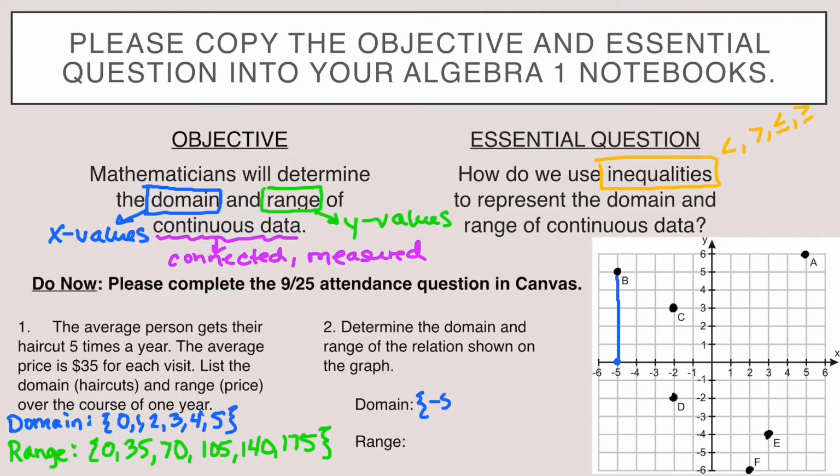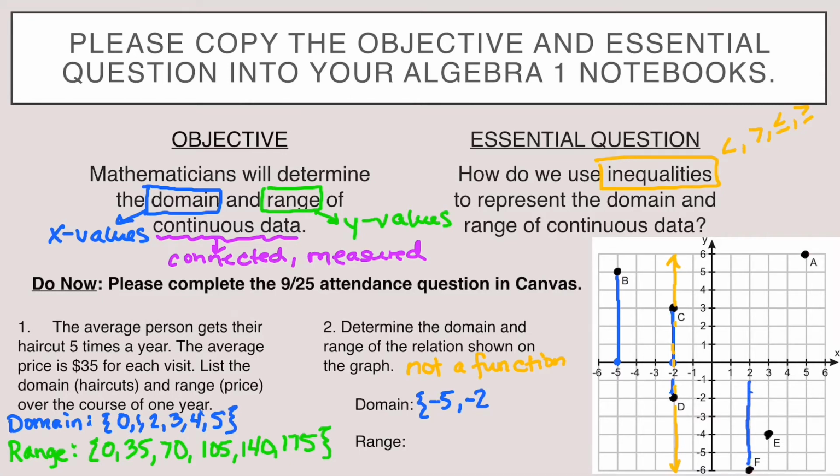So -5. Then C and D actually both give us -2. Since C and D have the same x value, does this represent a function? No, it is not a function because C and D both went to -2. It does not pass the vertical line test right here. Okay. So now, continuing on with our domain, that was just a quick review.